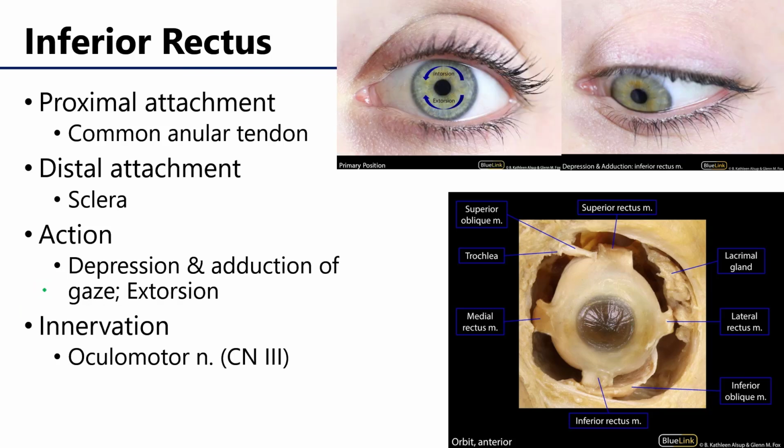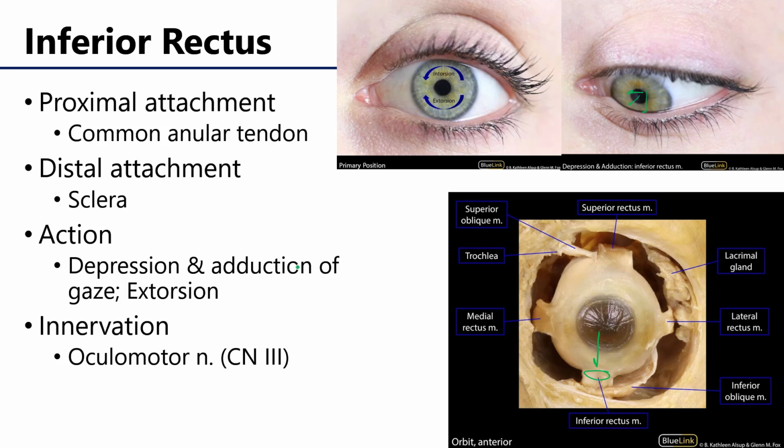And then rounding out the rectus muscles, we have the inferior rectus muscle. Its proximal attachment or origin, yep, you guessed it, the common annular tendon. Its distal attachment, the sclera, on the anterior aspect of the eye. As you may guess, owing to how the orbit is situated, it's kind of a slightly inverted pyramid, the inferior rectus doesn't just depress gaze. It also depresses and adducts gaze.